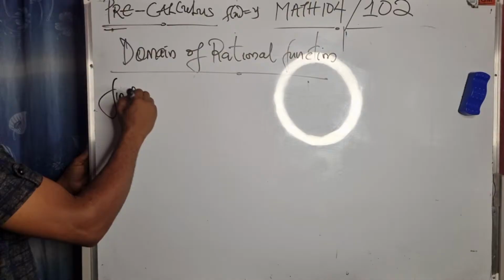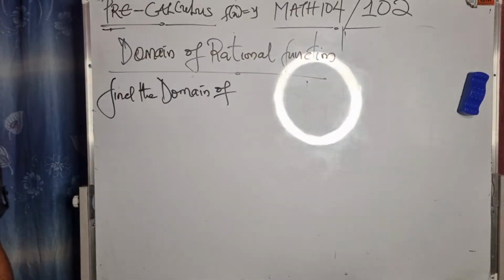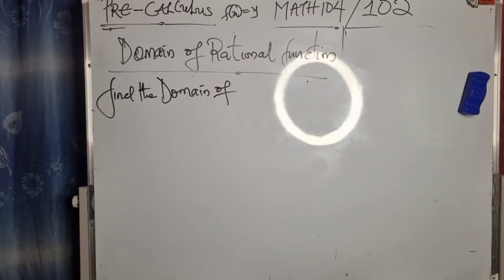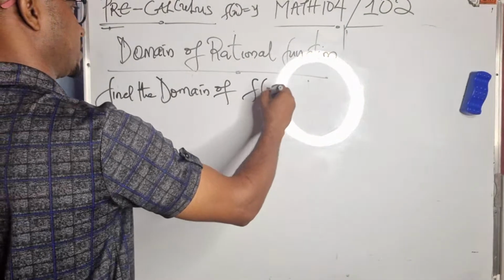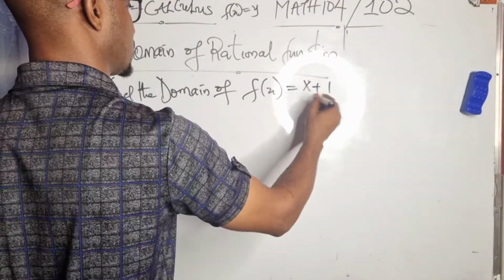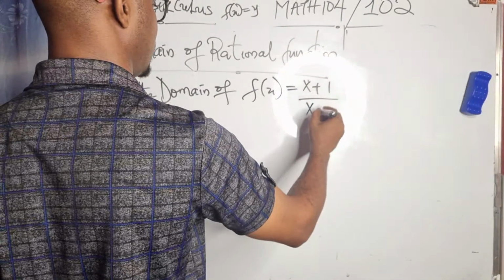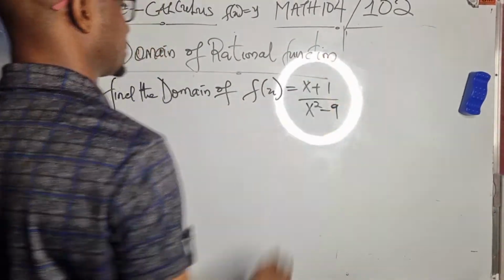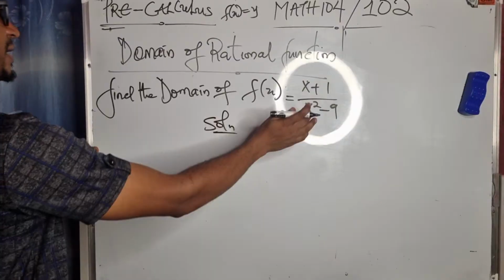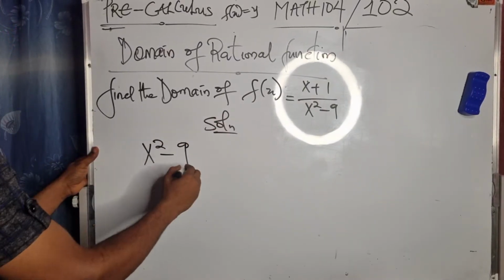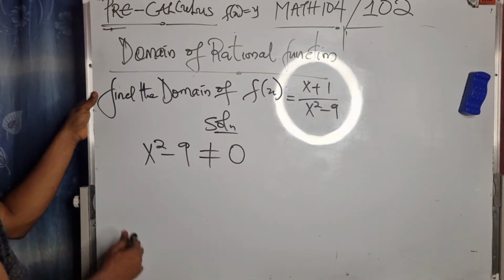Example 3. Find the domain of f of x equals x plus 1 divided by x squared minus 9. The same thing we did here. We have to set this, right? To find the values of x, we have to set this x squared minus 9 not equal to 0. So what we do here is to factorize.